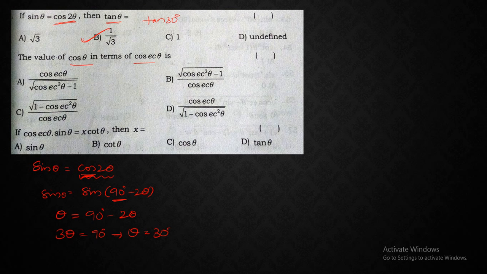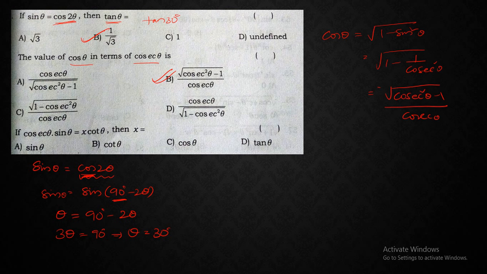Next, cos theta in terms of cosecant theta. Like the previous one, first of all I need to convert it into sin theta. So square root of 1 minus sin square theta. Again, this I can write as 1 by cosecant square theta. So same as the previous one, I am going to get square root of (cosecant square theta minus 1) whole divided by cosecant theta. So the option is B: square root of cosecant square theta minus 1 by cosecant theta.